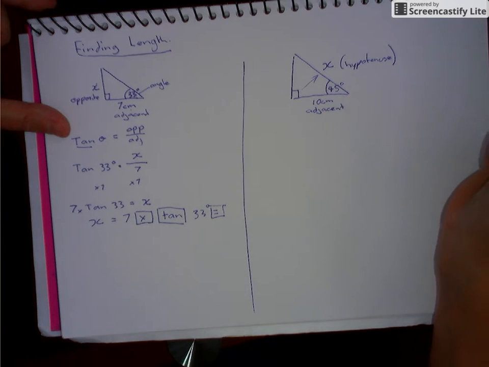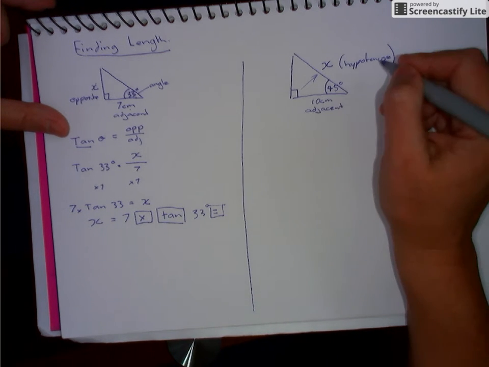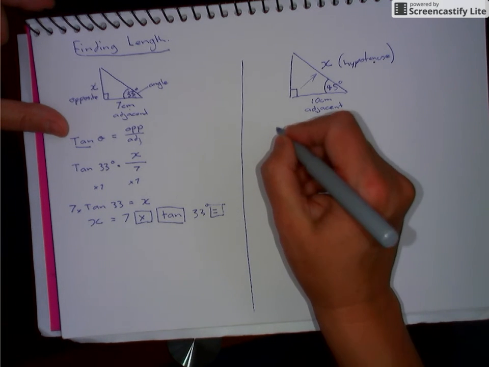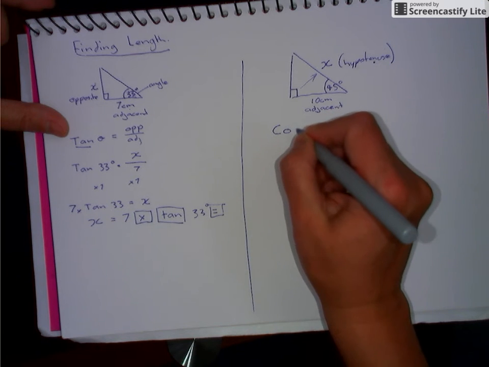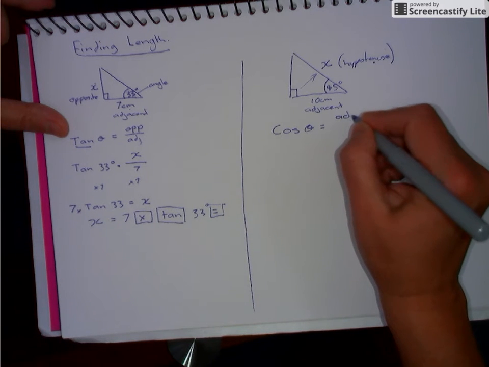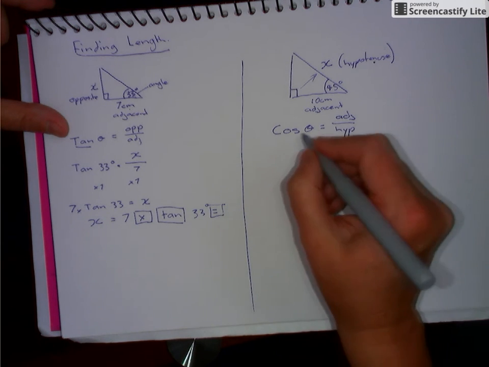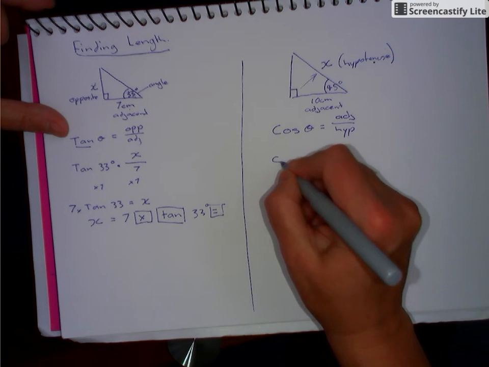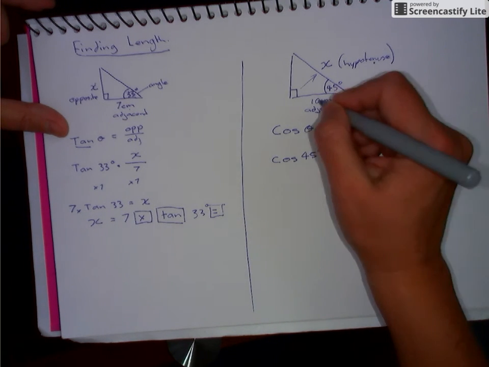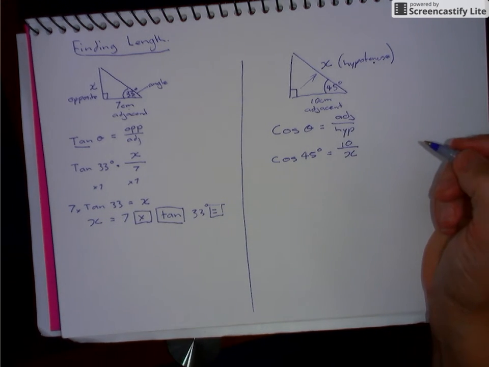So we need to firstly work out what ratio we're going to use. So we've got the adjacent and we're looking for the hypotenuse. So we use the ratio cos or cosine, cos theta equals adjacent over hypotenuse. So in this case, we substitute in the numbers that we know. So cos 45 degrees equals the adjacent side, which is 10, divided by the hypotenuse, which is our unknown x.